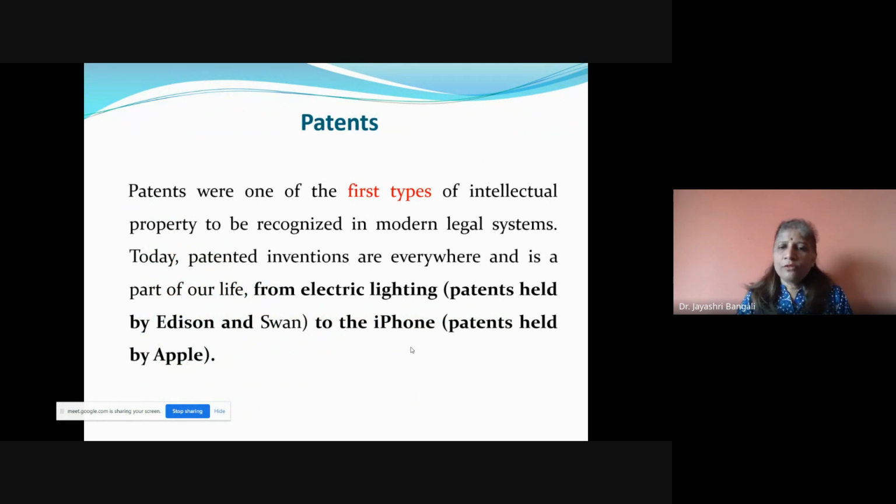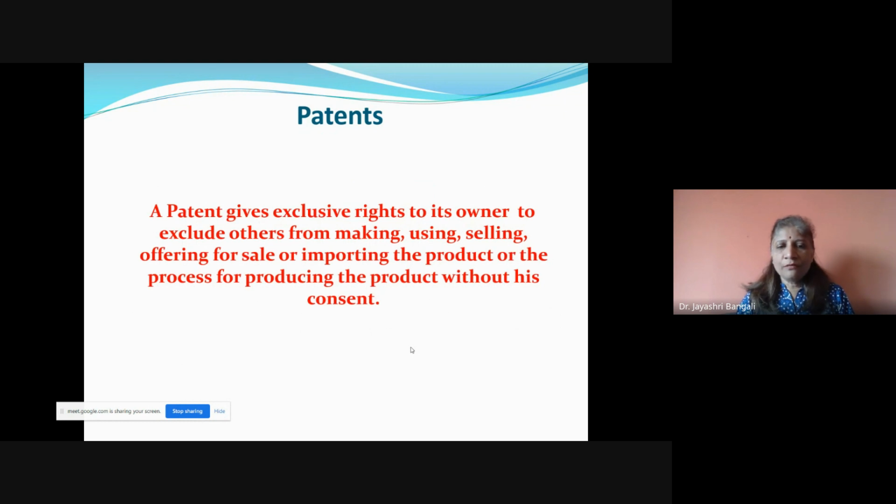Patents were one of the first types of intellectual property right, and you know that it is very, very important to protect your invention. If you just look around you, there are so many things that are protected under the Patent Act. Starting from the electric lighting patent held by Edison and Swan, to the iPhone patent held by Apple, to maybe the toothpaste, to maybe the toothbrush. All these are patented, so that their design or their invention cannot be stolen by other people.